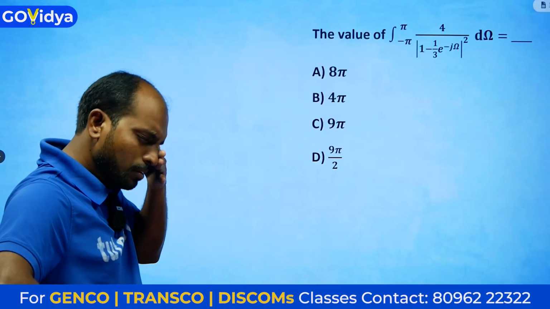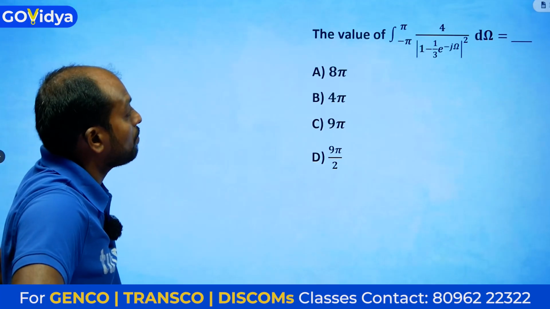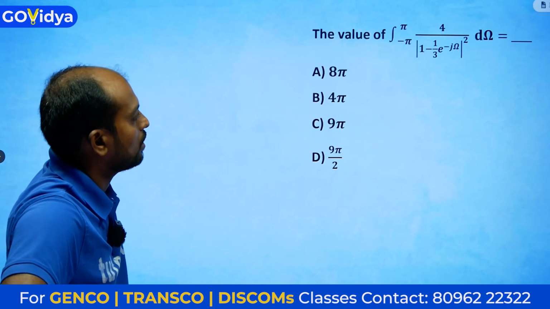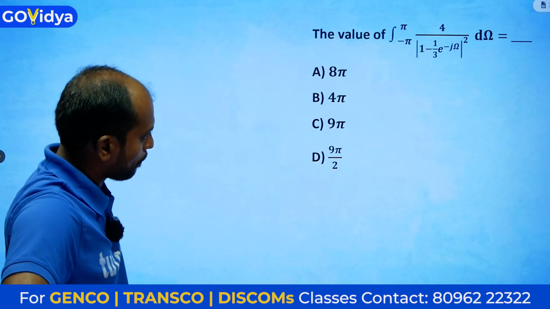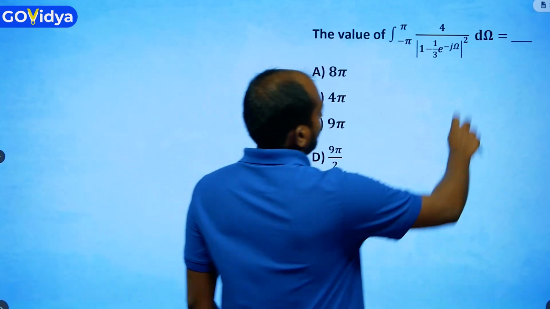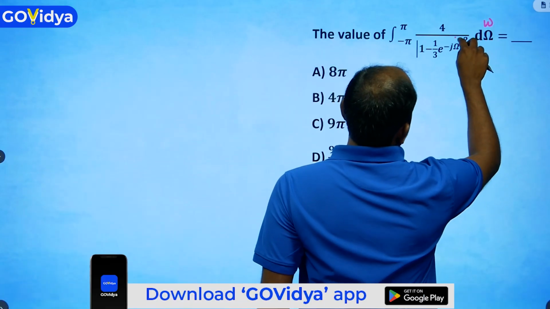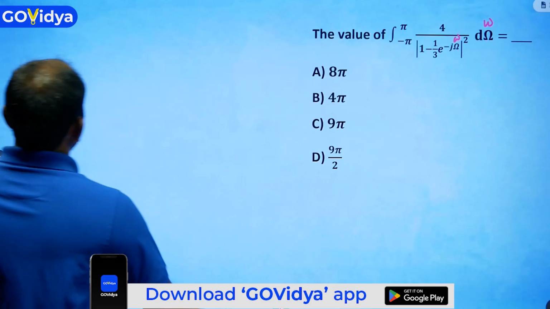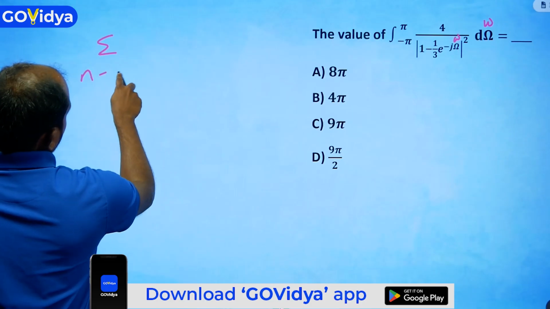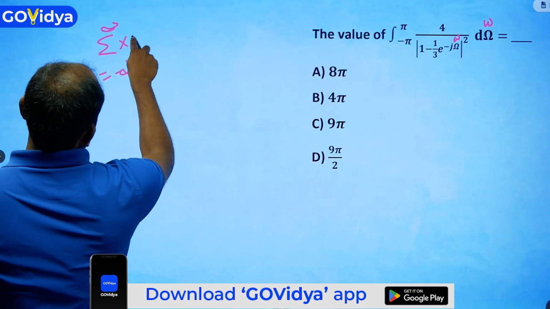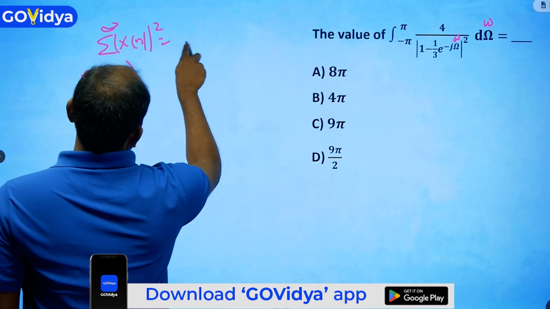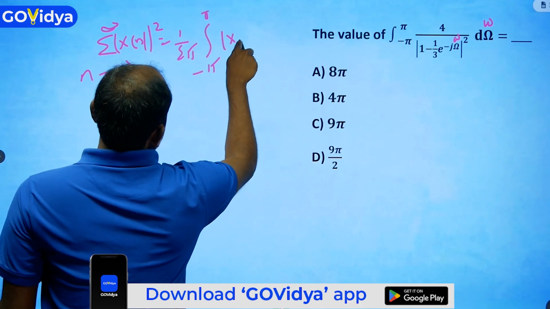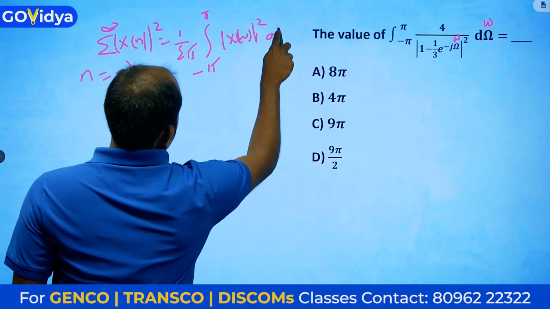The value of integral from minus pi to pi of 4 by 1 minus 1 by 3 e power minus j omega, whole square, d omega. Just take this omega. How do you solve it now? We know Parseval's equation: summation n equal to minus infinity to plus infinity of modulus x of n whole square is nothing but 1 by 2 pi integral minus pi to pi of x of omega whole square d omega.